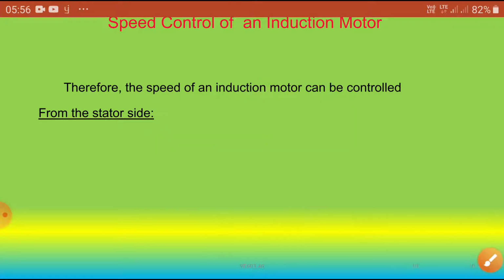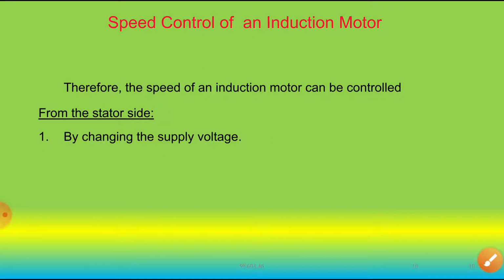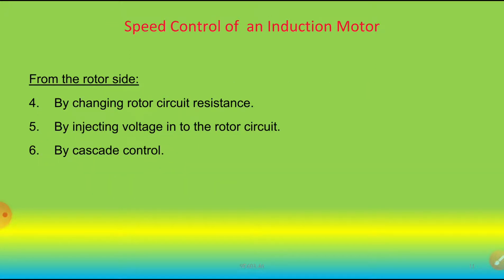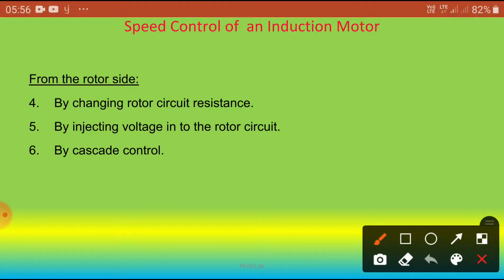What are they? By changing the supply voltage, by changing the supply frequency, and by changing the number of stator poles. These are the stator side methods. Coming to the rotor side, by changing the rotor circuit resistance and by injecting a voltage into the rotor. Dear students, just see here: it is possible in the case of a slip ring induction motor only.